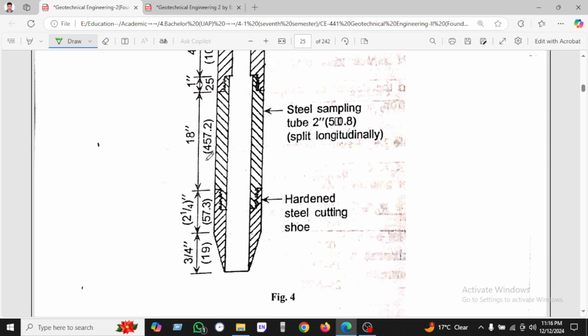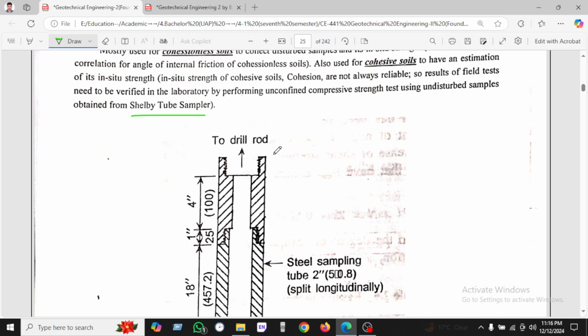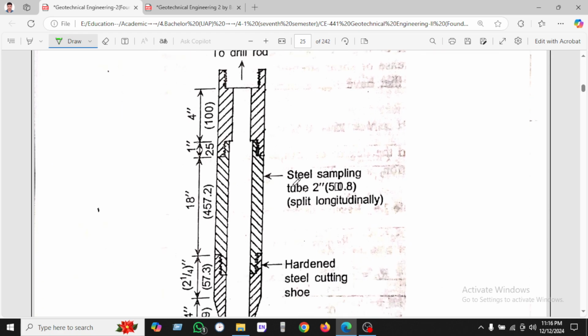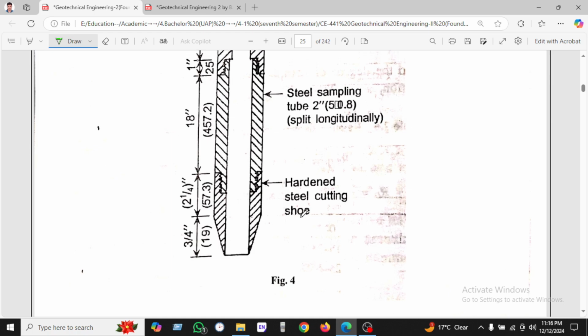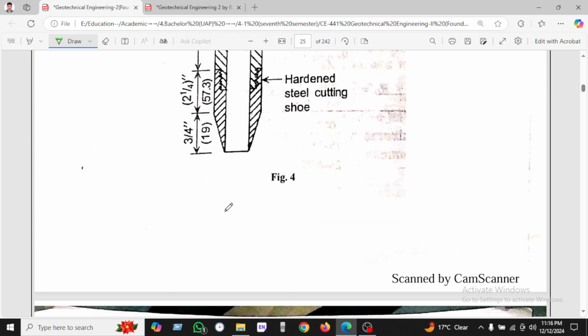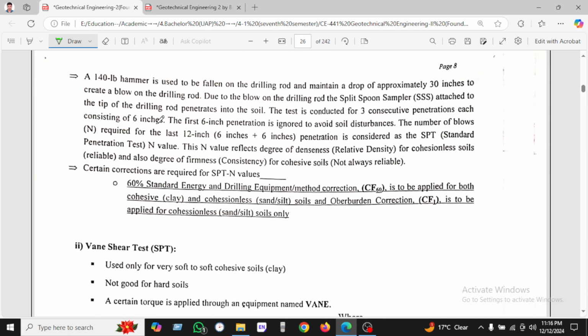tube sampler. So this is the figure. We can see the drill, and the steel sampler tube is 2 inch with a harder steel cutter shoe. We can see it here in the picture. A 140-pound hammer is dropped onto the drilling rod, maintaining a drop of approximately 30 inches to create the blow on the drilling rod. Due to the blow, the split spoon sampler attached to the tip of the drilling rod penetrates the soil.